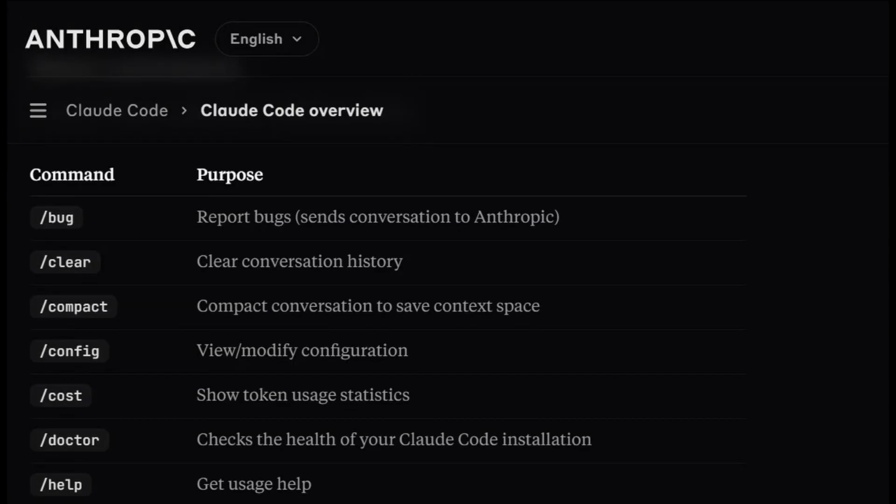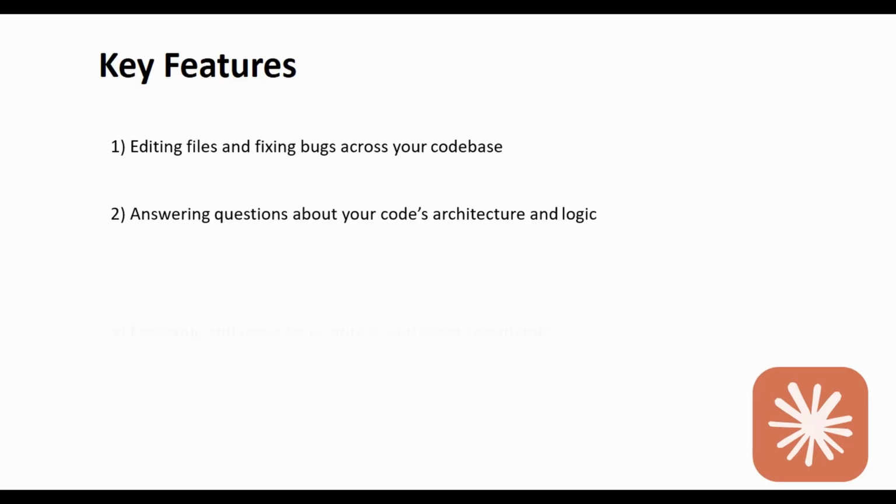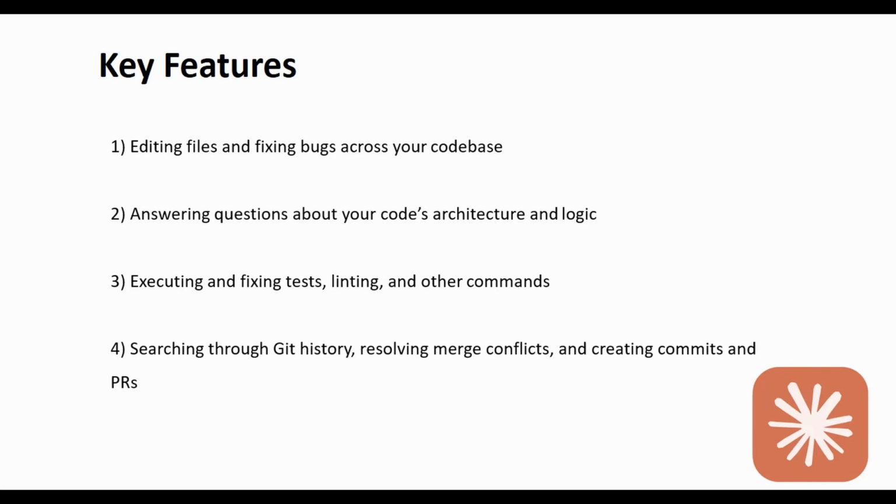Its key capabilities include editing files and fixing bugs across your codebase, answering questions about your code's architecture and logic, executing and fixing bugs, linting, and other commands, searching through Git history, resolving merge conflicts, and creating commits and PRs.